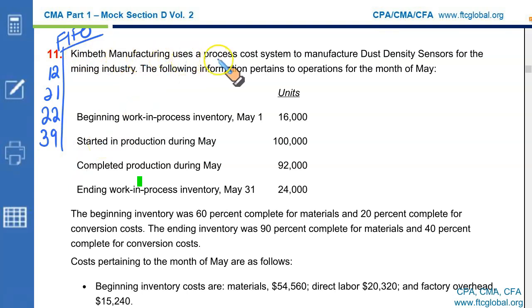Kimbat Manufacturing uses a process cost system to manufacture dust density sensors for the mining industry. The following information pertains to operations for the month of May. We have been given the beginning inventory on May 1st, started in production in May, completed production during May, and ending work in process. The beginning inventory was 60% complete for materials and 20% complete for conversion cost. The ending inventory was 90% complete for materials and 40% complete for conversion cost.